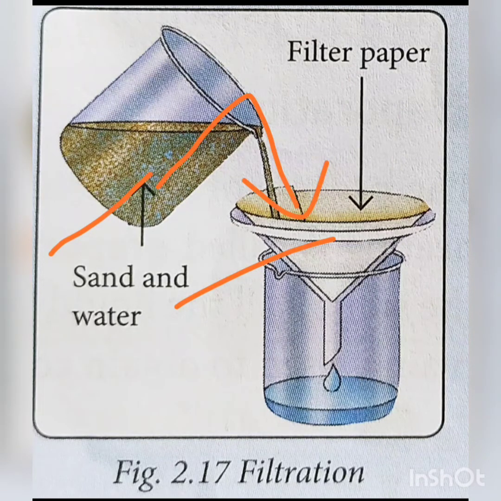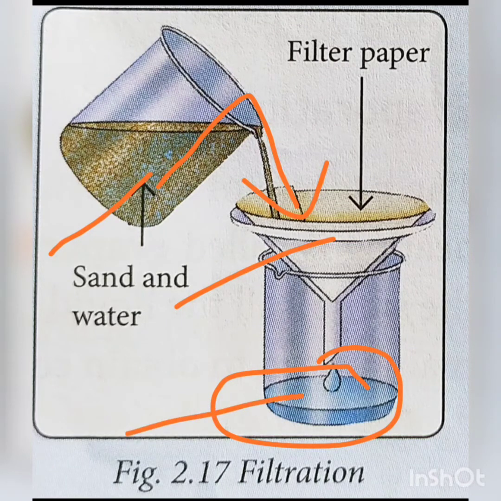We will observe that the clear water is collected in the beaker, which is called the filtrate, and the particles of sand are left behind on the filter paper as the residue. We conclude from this that the sand particles, being insoluble and bigger than the holes of the filter paper, get collected on the filter paper and water passes through it.